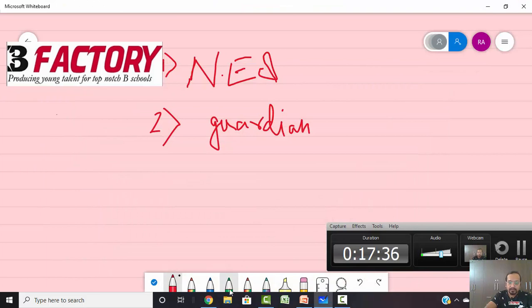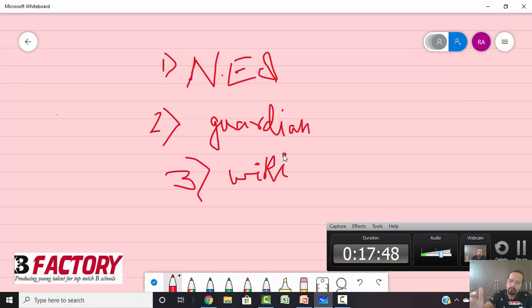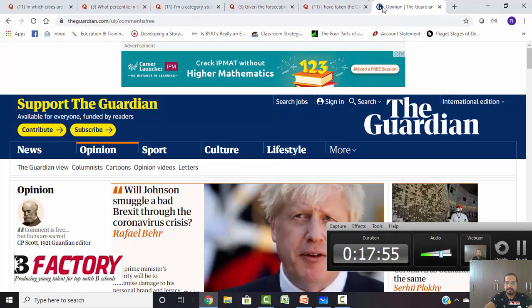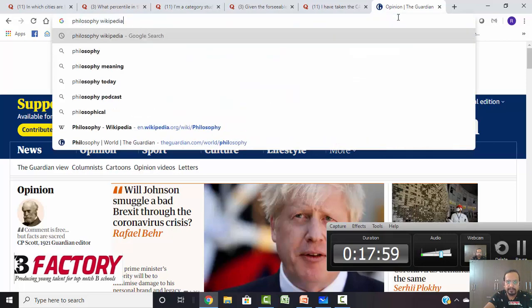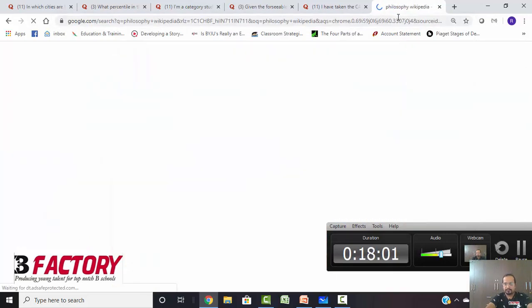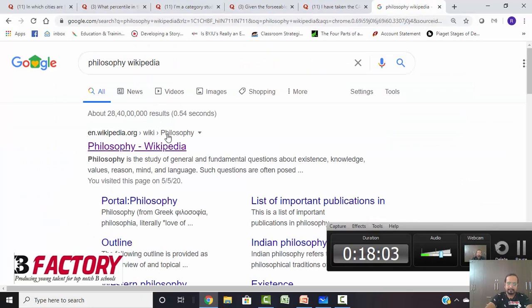Got it? Another important part, the next one I would suggest is Wikipedia. Wikipedia is something which people don't usually find a credible source. But then for CAT reading, it's really good. Why? Because you can actually move from one blue link to the other and just keep reading. It's an infinite source of reading. All right. Let me show you this. Let me write philosophy Wikipedia.